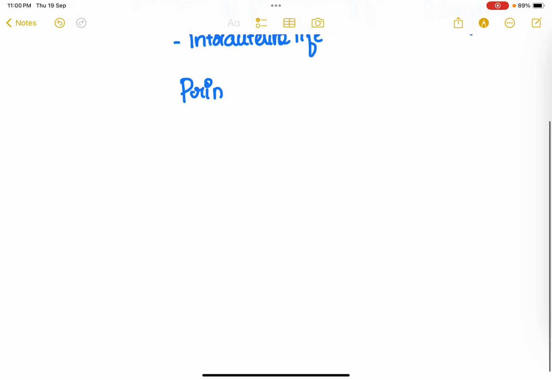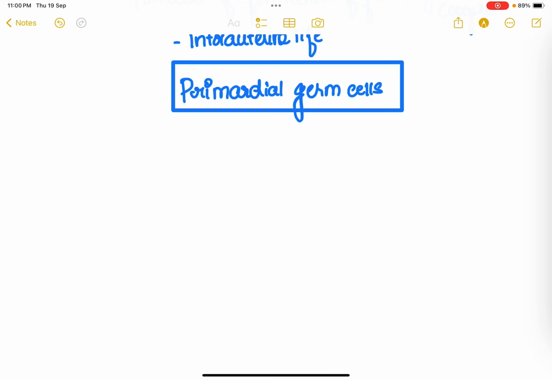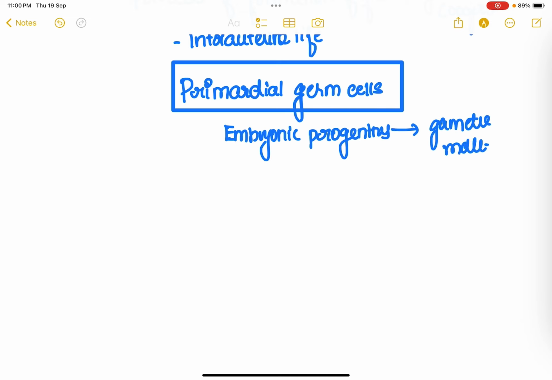So oogenesis begins with the primordial germ cells. So what are primordial germ cells? These are the embryonic progenitors. So what are embryonic progenitors? Embryonic progenitors are those cells which will give rise to gametes. Let's say, for example, if it is a male fetus, it will give rise to the male gamete, which is the sperm. And if it is a female fetus, it will give rise to the female gamete, which is going to be the oocyte. Excellent. So that is the function of the primordial germ cell.